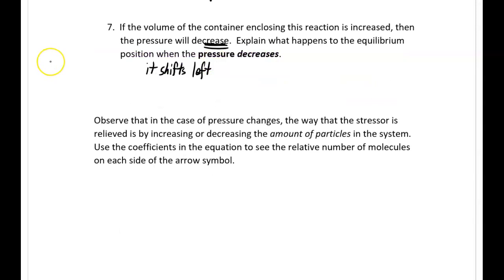Observe that in the case of pressure changes, the way that the stressor is relieved is by increasing or decreasing the amount of particles in the system. So you want to pay attention to the coefficients of the equation to see the relative number of particles on each side of the arrow.